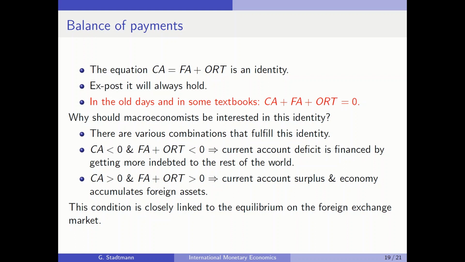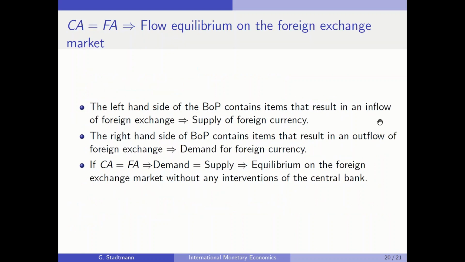This balance of payment relationship is closely linked to an equilibrium on the foreign exchange market. Because when you use this accounting method where you use a T account, you could try to use a T account and book all the transactions which occur with the outside world on this kind of T account.